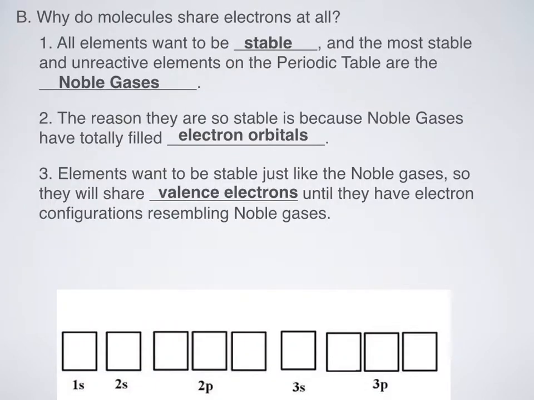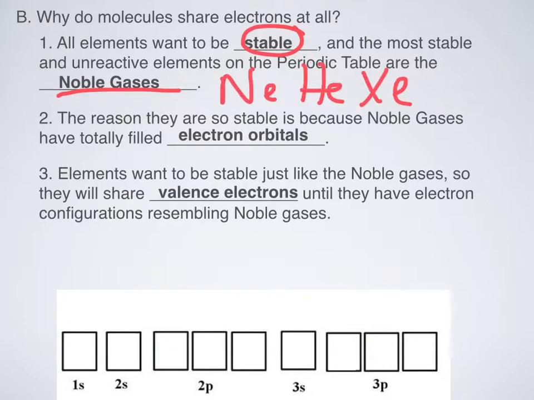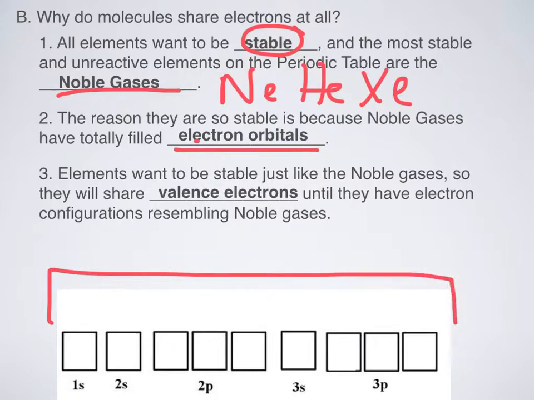Alright, something that you guys asked already: why do molecules share electrons at all? What's the point of that? Aren't atoms already sort of stable? So remember that all elements do want to be completely stable. The most stable and unreactive elements on the periodic table are the noble gases, things like neon and helium and xenon. Those are the most stable elements on the periodic table, and the reason that they are stable is because they have totally filled electron orbitals. So we're bringing back this picture of orbital diagrams from previous units.